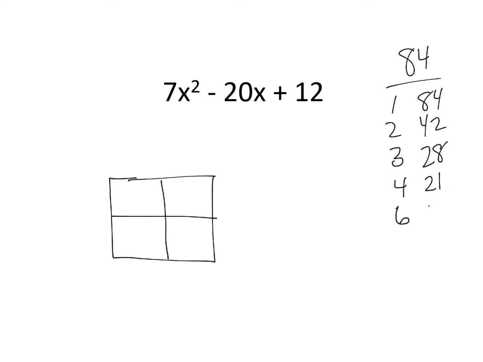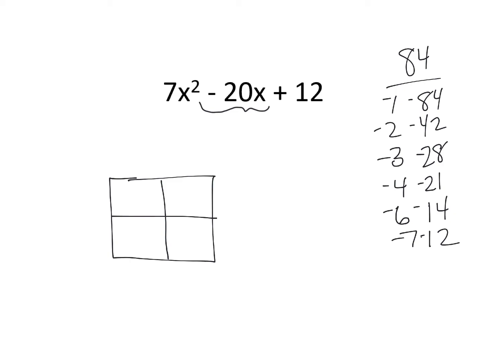6 goes in there 14 times. 7 goes in there 12 times. And I believe I am done. All right. This 20 is negative, which means I've got to think of all these as being negative, which is okay because I'm still adding them like normal. I'm just going to keep the negative sign.